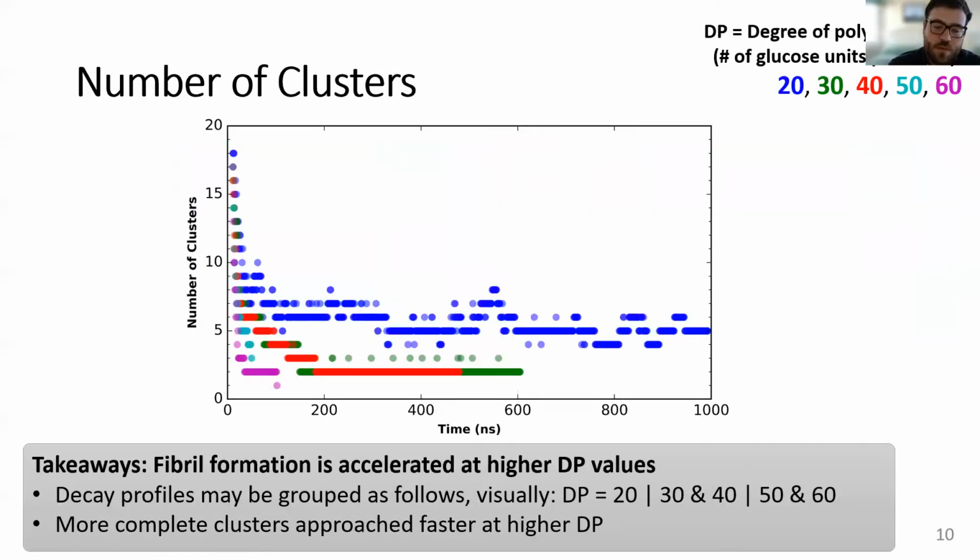I also presented the number of clusters, and the important takeaway here is that as you increase the degree of polymerization, the length of the chain, you can see that larger clusters, so a fewer number of clusters, but they have a larger number of chains, form at faster rates at higher degrees of polymerization.